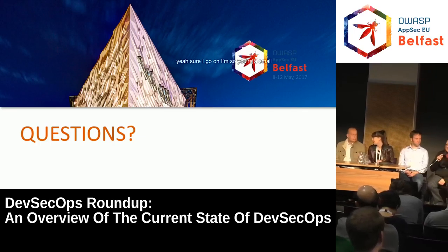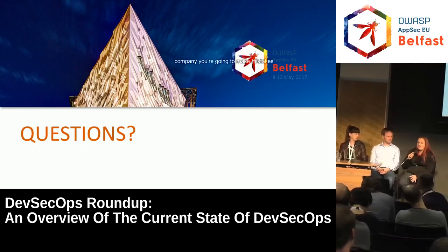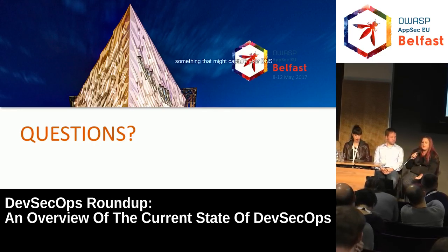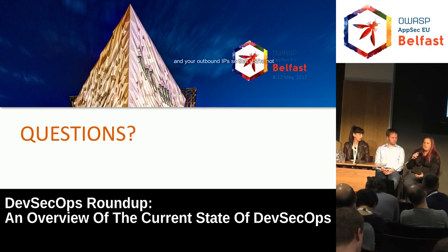Yeah, sure, I've got one. You're a small company. You're going to make mistakes. Get the most critical mistakes. Go after something that might capture your DNS and your outbound IPs so that you're not getting C2 takeover of your environment first. You're going to learn from that because it's going to give you a whole bunch of instrumentation about where you've made mistakes. It's going to be a great opportunity for you to get educated about how to eradicate those mistakes.